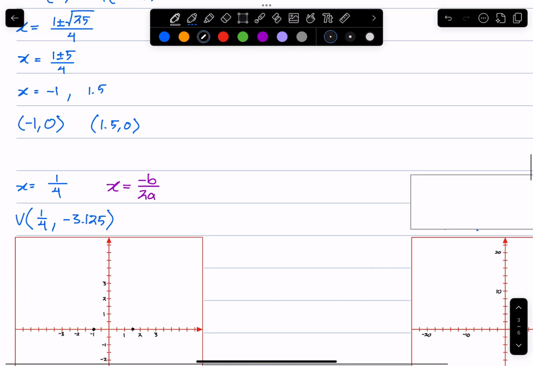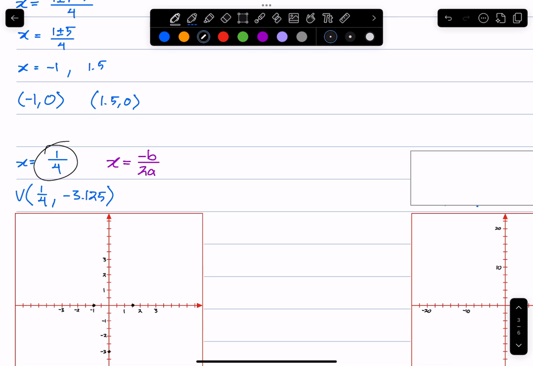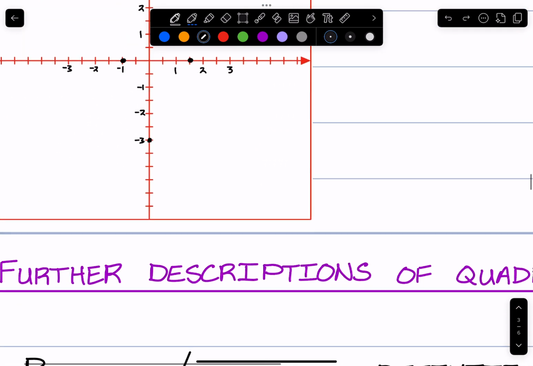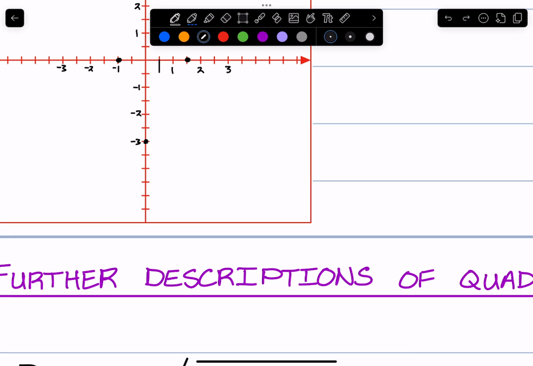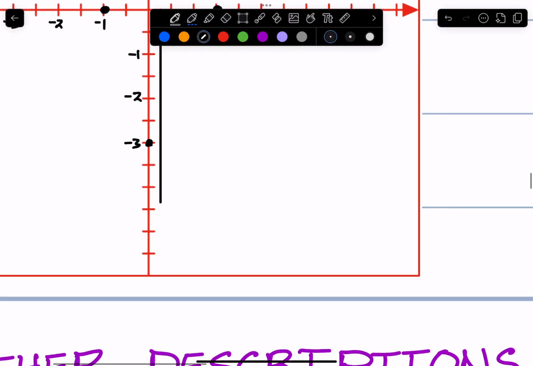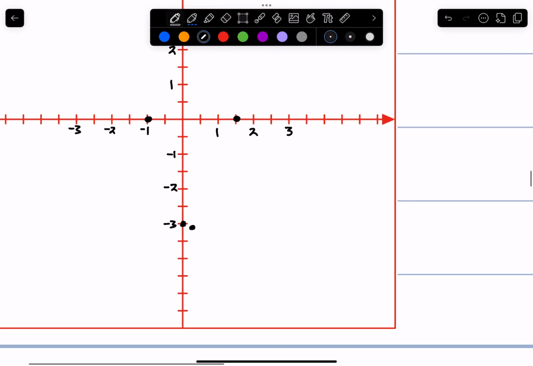This one's a little tricky to sketch. 1/4, -3.25. Well, if a half is here, a quarter is halfway, and -3.125 is half of the quarter. So it'd be something like this.